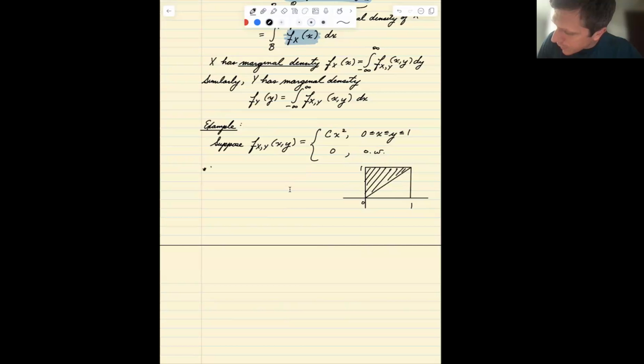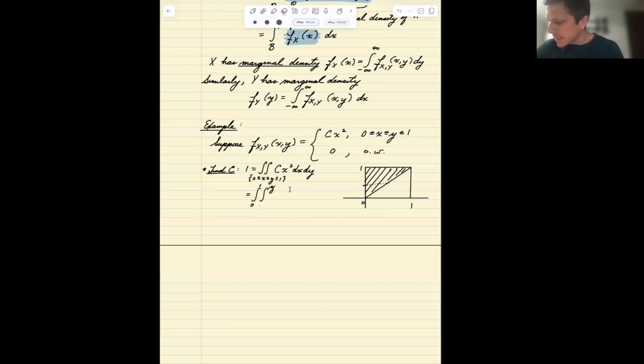First question is to find c. Over the entire region, we know that a density has to integrate to 1 because all of the probability mass goes to 1. So how do we do this? Well, if we choose to integrate by y on the outside, y can vary from 0 to 1. But then once we fix a value of y, what is x? x goes from 0 up to y. x cannot exceed y, of c x squared dx dy.